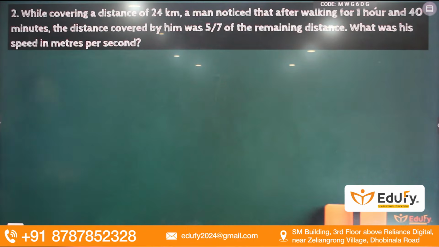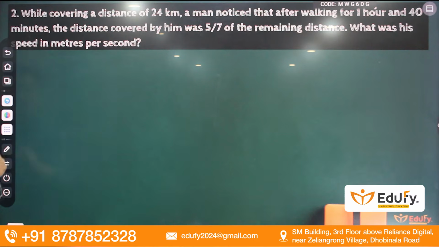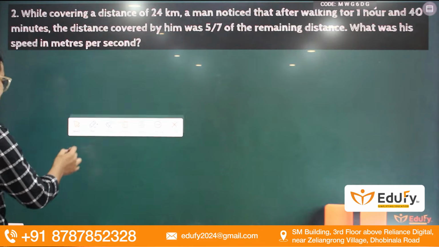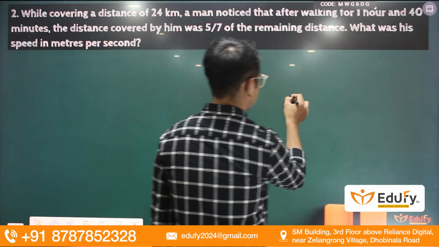While covering a distance of 24 kilometers, a man noticed that after walking for 1 hour and 40 minutes, the distance covered by him was 5 by 7 of the remaining distance. What was his speed in meters per second? They're asking me to find the speed of the man. They have given you the distance that the man has traveled. So let us try to draw it and see how it goes.